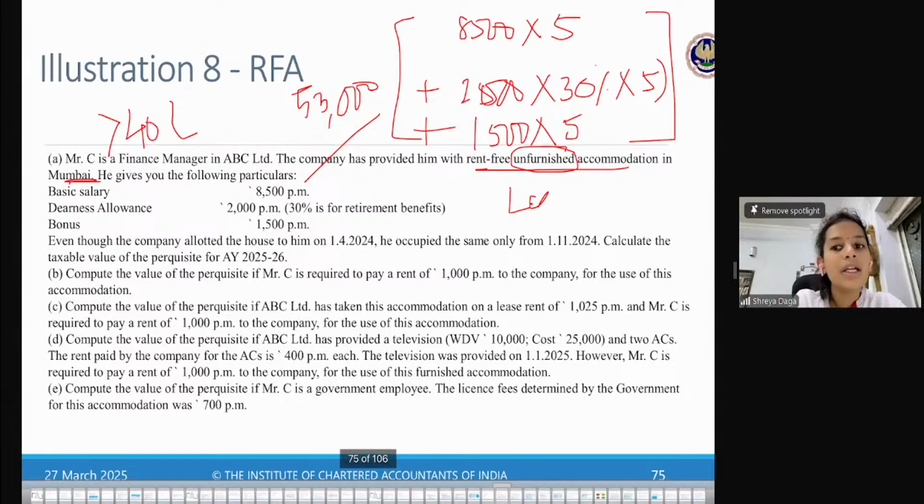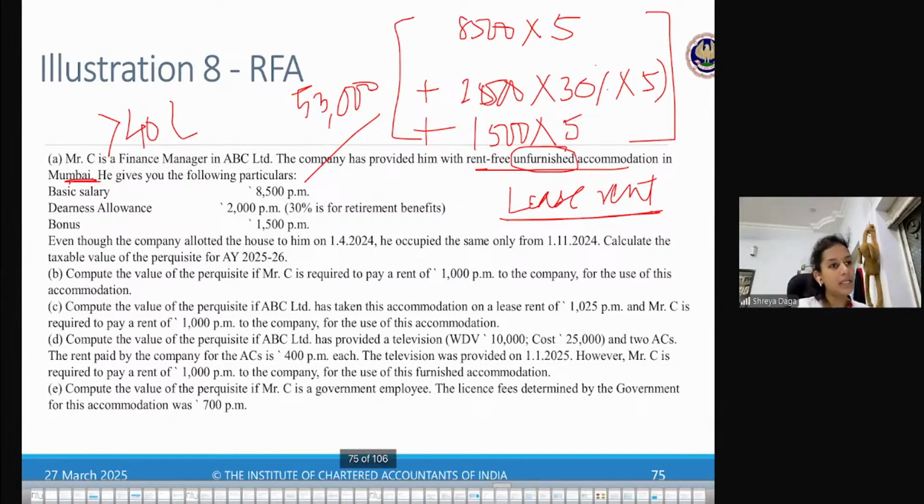If the question does not provide you lease rent information, then it is best to assume that the company owns that property. Therefore, they are not paying anything. Right? So, lease rent information is not there. So, this is a case of rent-free unfurnished accommodation provided by a non-government private employer, which is also owned by the employer.